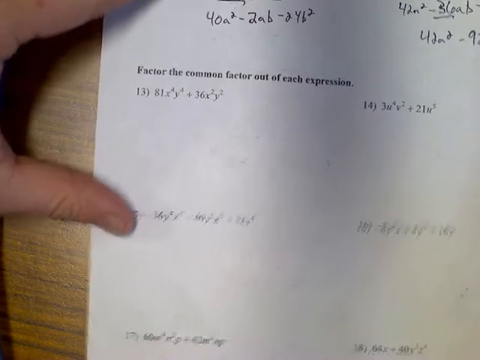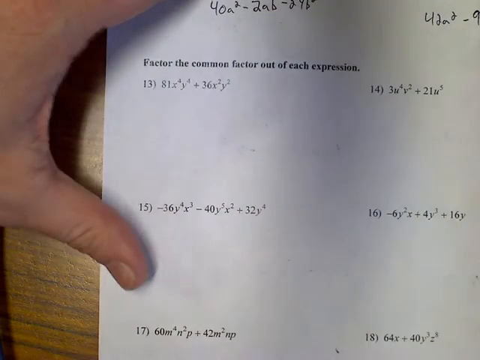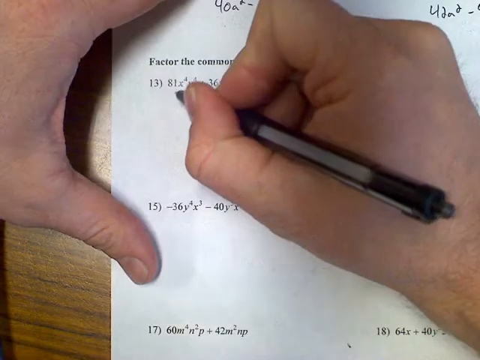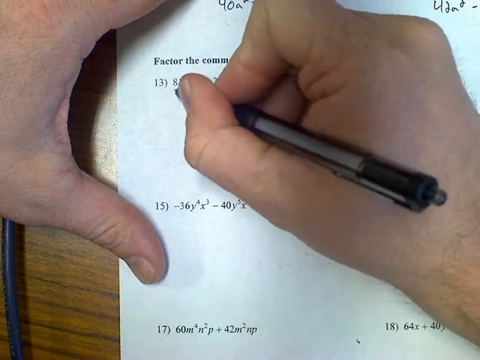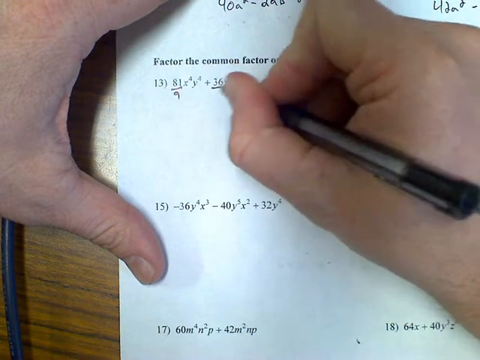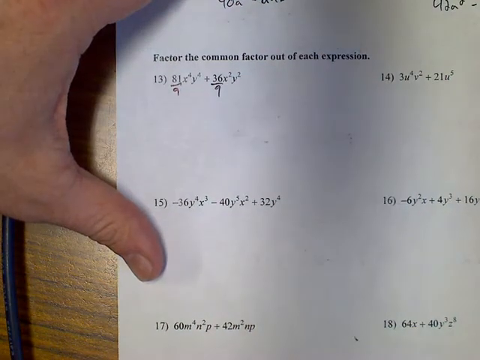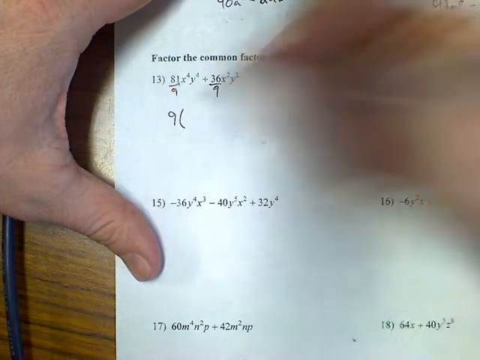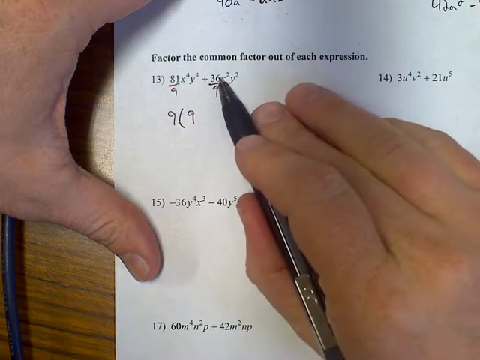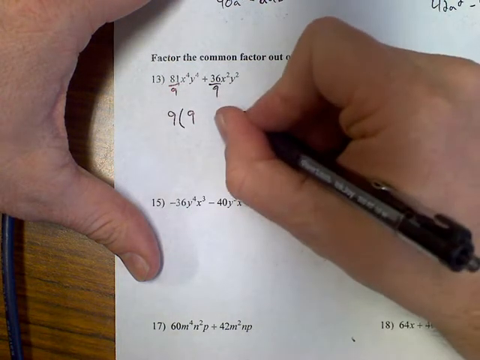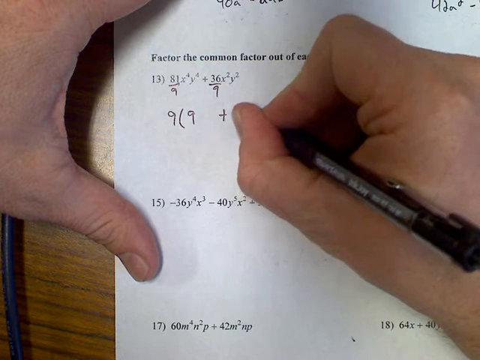So now we have to go ahead and factor. Factor means we see the largest number that can divide into both numbers. So I know 9 can go in, so I'm going to divide by 9. So 9 goes on the outside. So 81 divided by 9 is 9. 36 divided by 9 is 4. So there's a plus sign, so I'm going to put 4 here.